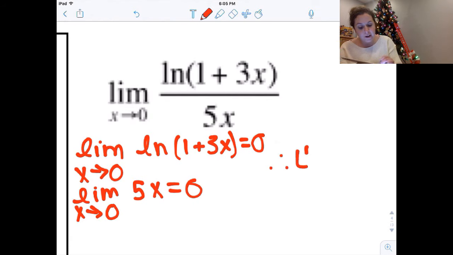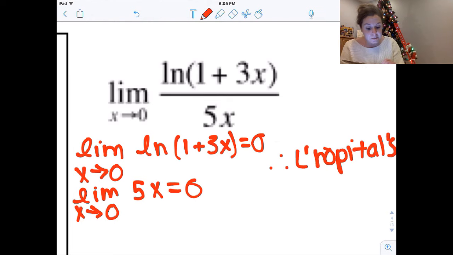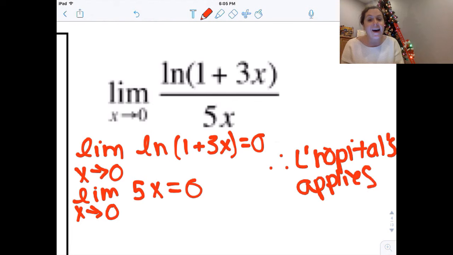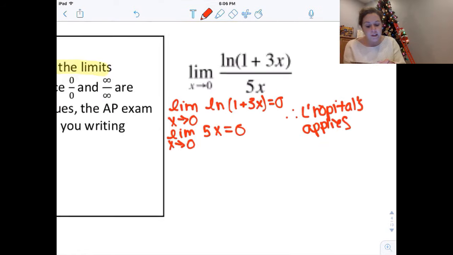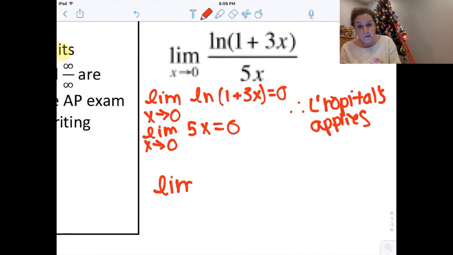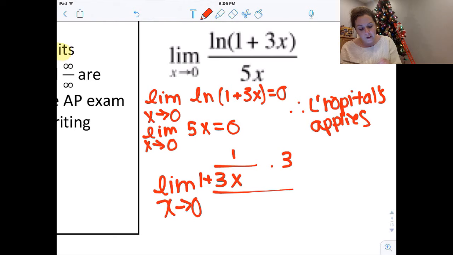It is okay if you write L'Hopital's applies. It's okay if you spell it wrong. What is not okay is for you to say LH applies, because LH is not a thing. You just made up that abbreviation. So make sure that you're saying L'Hopital's there. Now, what does L'Hopital say? It says that the limit will be equivalent to the limit as x approaches 0 of the derivative of the top over the derivative of the bottom. And so what that gives me is 1 over 1 times 3 over 5. So that limit is just 3/5.